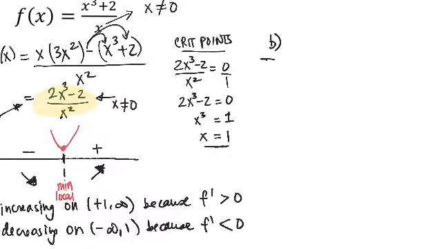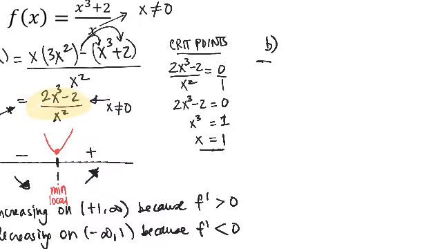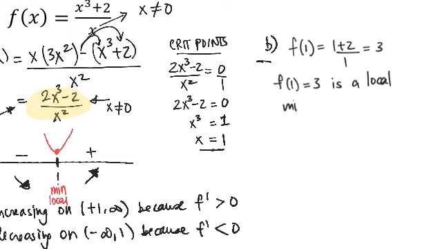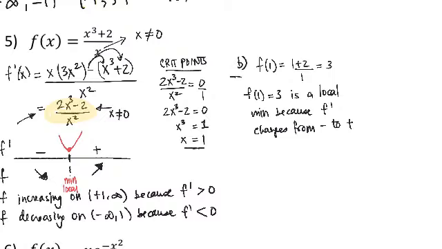So the way we write that is we're going to come over here and first of all find f of 1, because we're going to need that. 1 plus 2 divided by 1 is equal to 3. And then we can say f of 1 equals 3 is a local minimum because f prime changes from negative to positive. That's what we have to say for a justification.